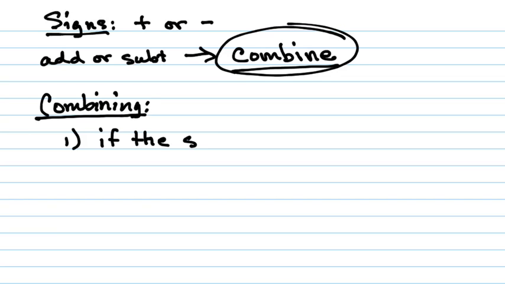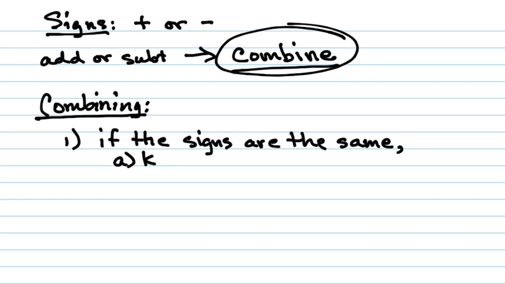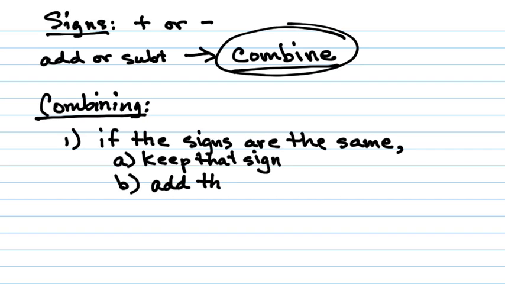The first rule says that if the signs are the same. Now, what do I mean by if the signs are the same? That means that both numbers I'm combining are either what sign? Both positive, or they're both negative, right? But they have to be the same. So they have to either be both positive or both negative. If that's the case, then you're going to keep that sign. The sign of your answer will be either positive or negative, depending on how they start out. Okay? And then the second part of that is that you will add the numbers together.